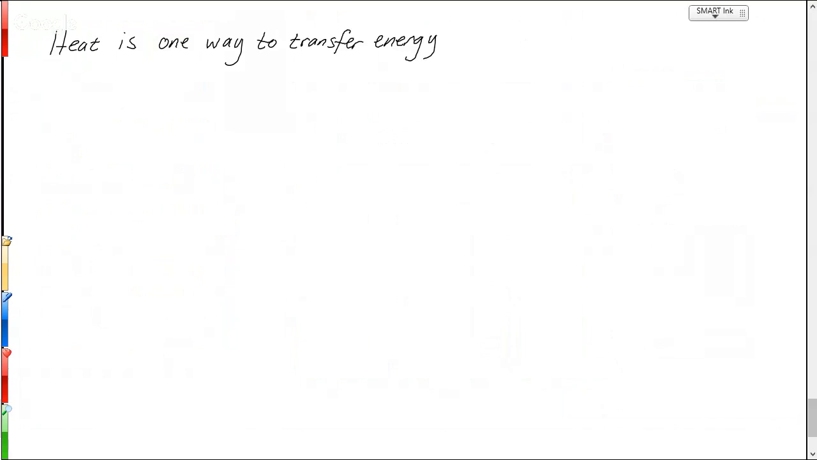Anybody know what the units of energy usually are? There's several different ones. Does anybody know a unit of energy? Calories is one. We'll focus on that one for a second.